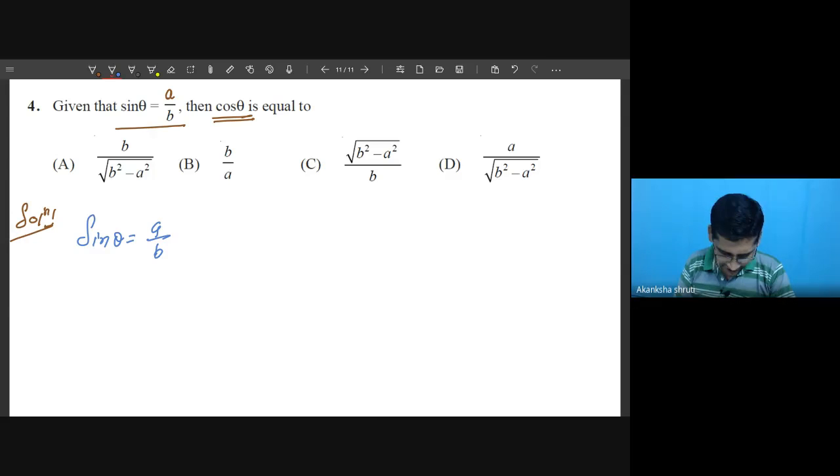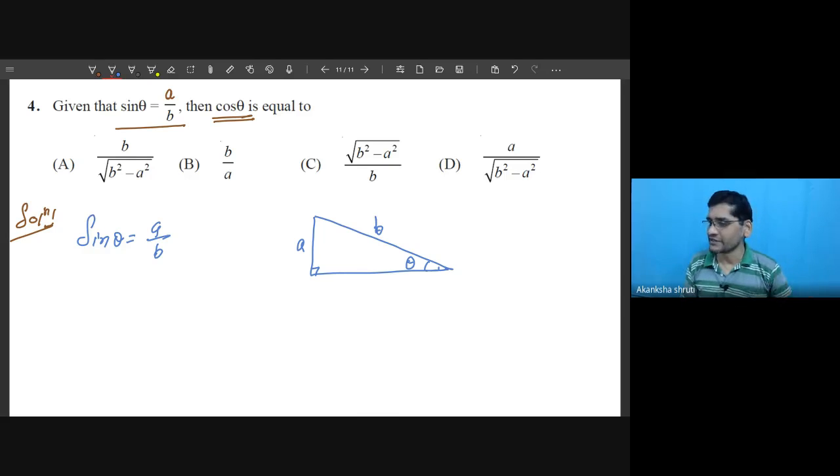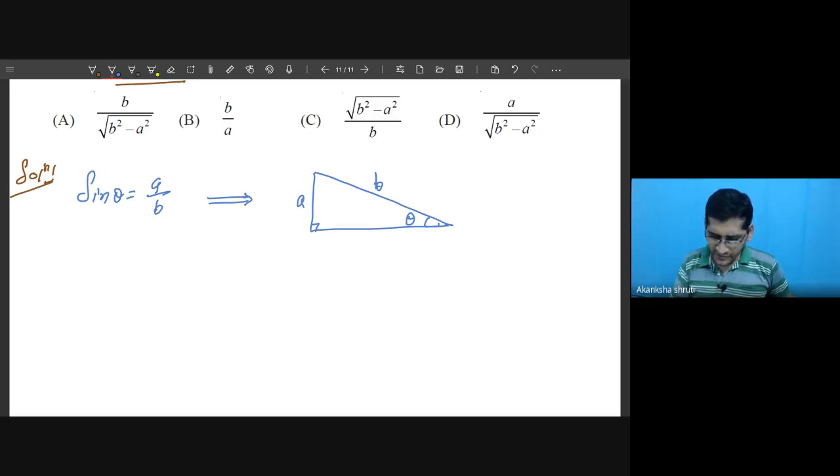Last day we learned that sine of theta indicates that if I am constructing a right angle triangle, with this angle theta, then the perpendicular will be a and the hypotenuse will be b. It simply means that from this given ratio you have to draw this triangle. Now, by drawing this triangle, we have two sides, and the third side has to be calculated.